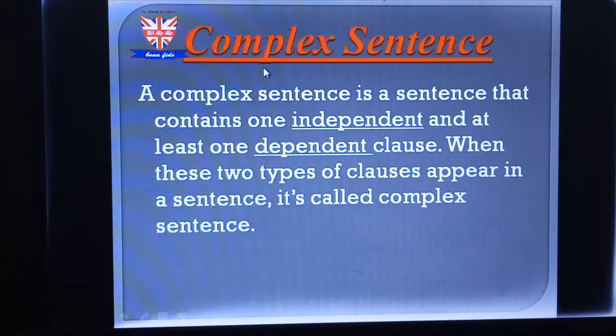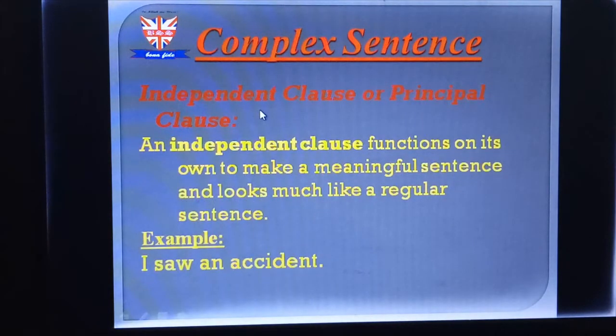Let me remind you of something from the previous video: what is an independent clause. An independent clause functions on its own to make a meaningful sentence and looks much like a regular sentence. In another way, we can say that an independent clause is a meaningful, complete sentence. You can see the example: I saw an accident. It's a complete sentence.